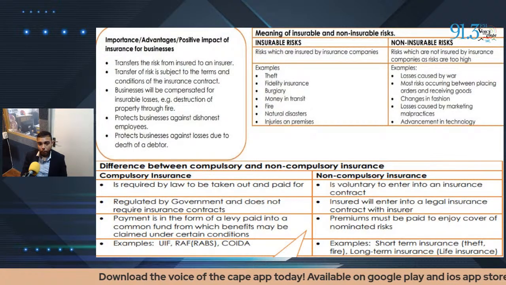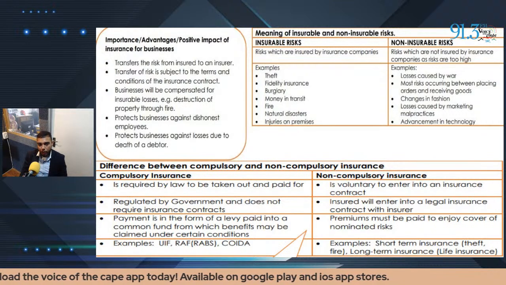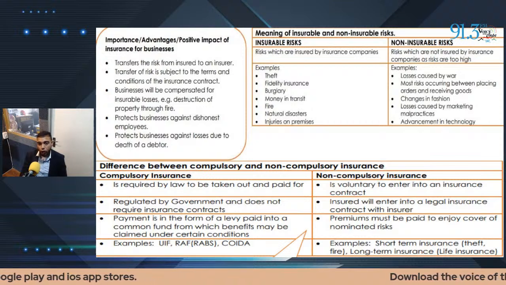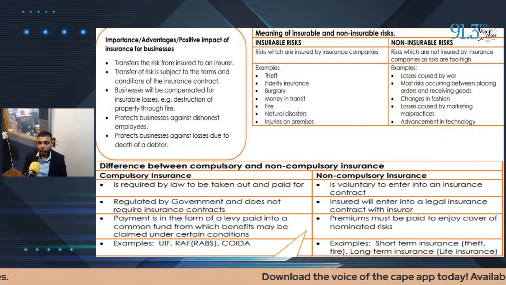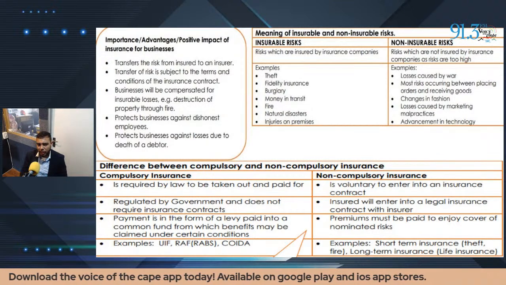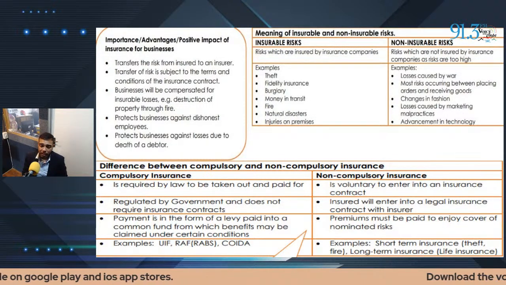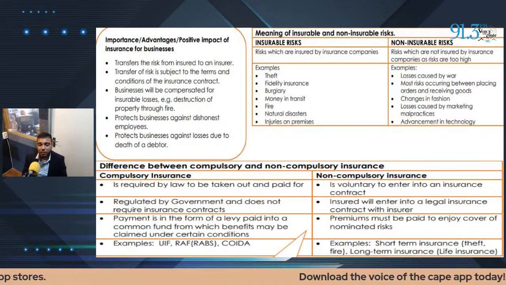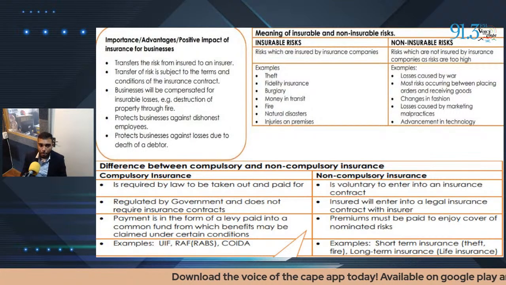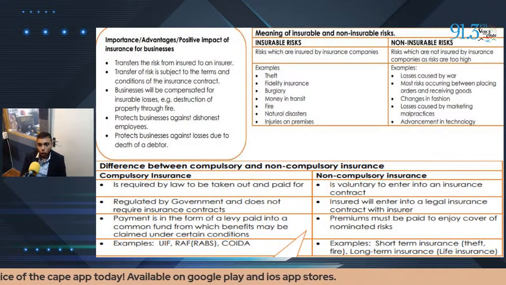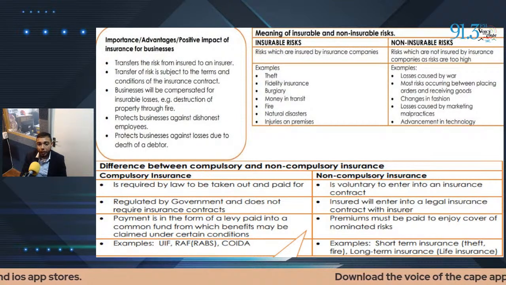Our differences between compulsory and non-compulsory insurance. Compulsory insurance is required by law to be taken out and paid for. Non-compulsory insurance is voluntary to enter into an insurance contract, such as a cell phone. It is not compulsory, so you can make it compulsory or non-compulsory insurance. Therefore, a cell phone would be non-compulsory insurance because it is voluntary. Compulsory insurance is regulated by government and does not require insurance contracts. With non-compulsory insurance, the insured will enter into a legal insurance contract with the insurer.